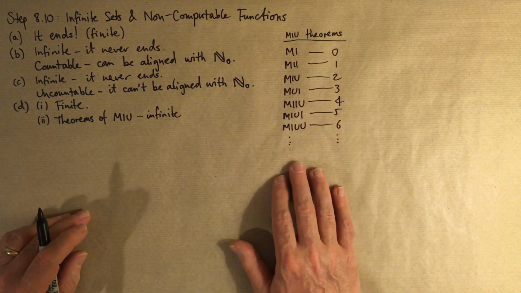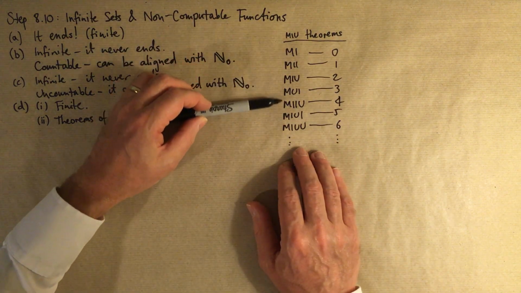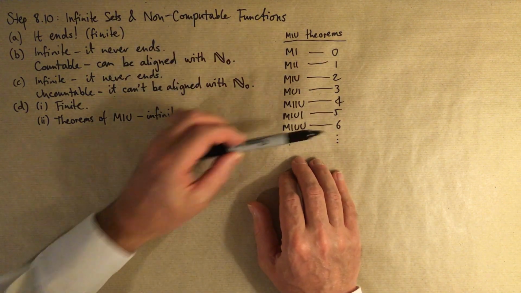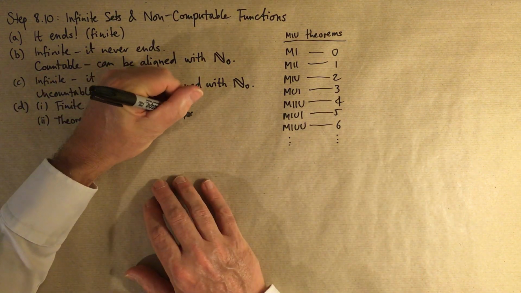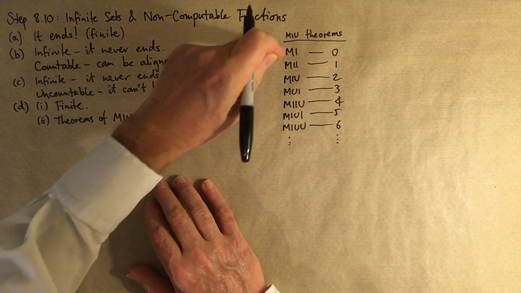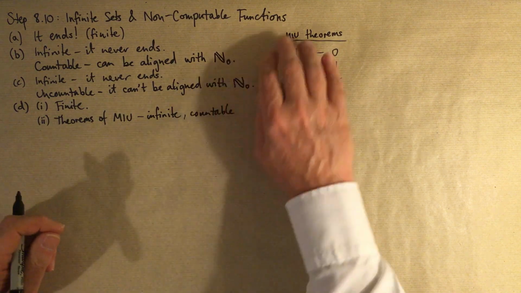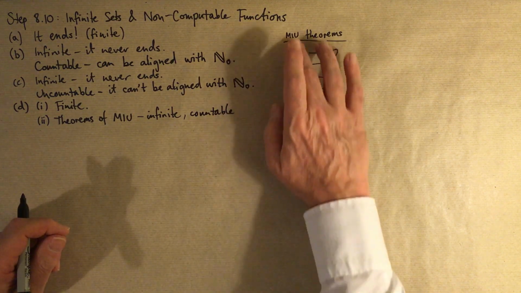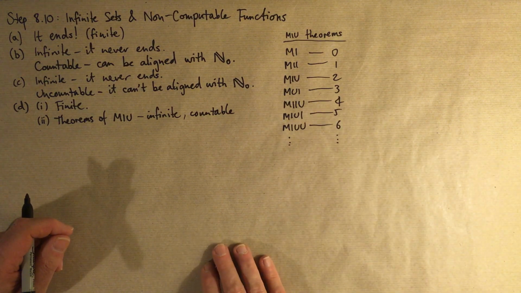So clearly I've got a mapping between all of the theorems of MIU and the numbers. I can make a mapping, therefore it is countable. That's what it means to be countable. Basically, I can assign a natural number to each and every member of the set. So this is the set of all theorems, these are the natural numbers, I can make the mapping. I'm good.